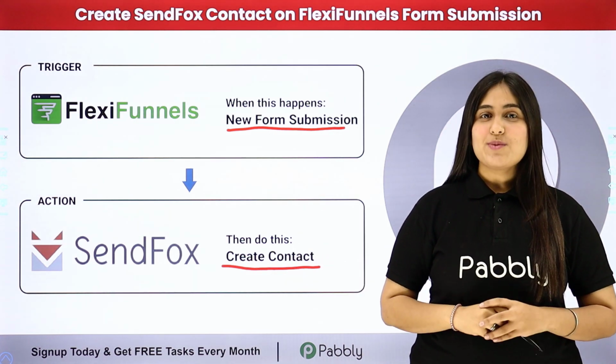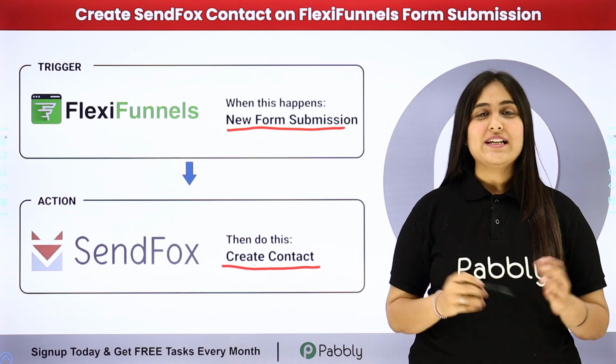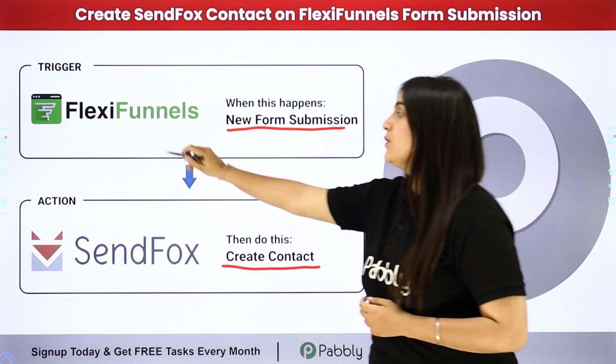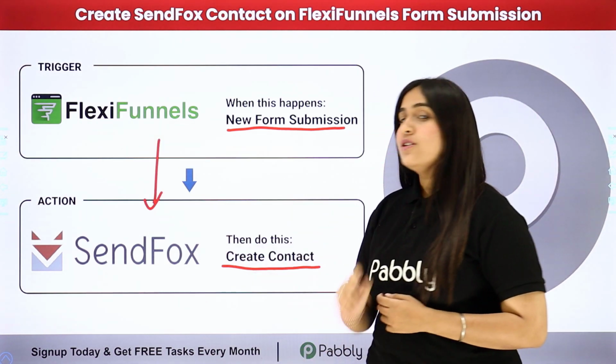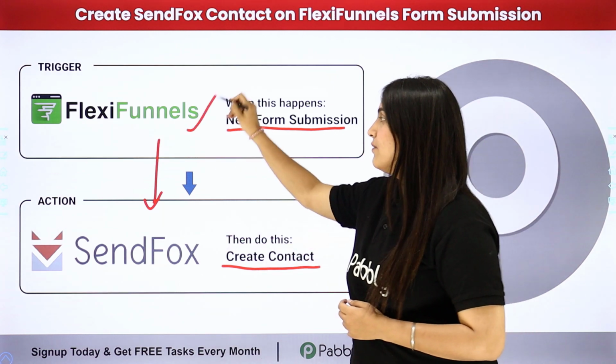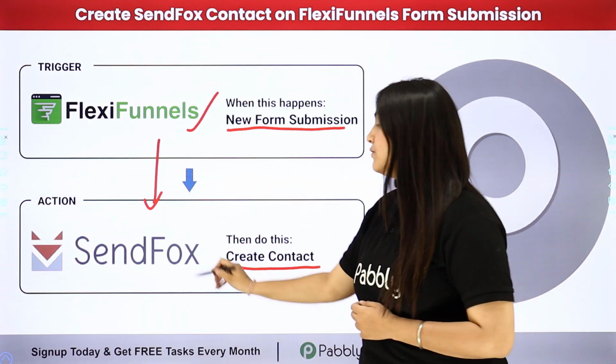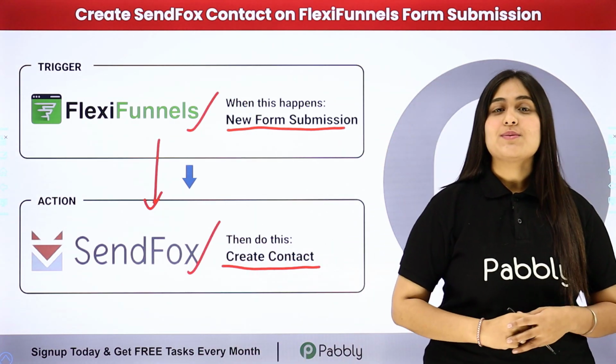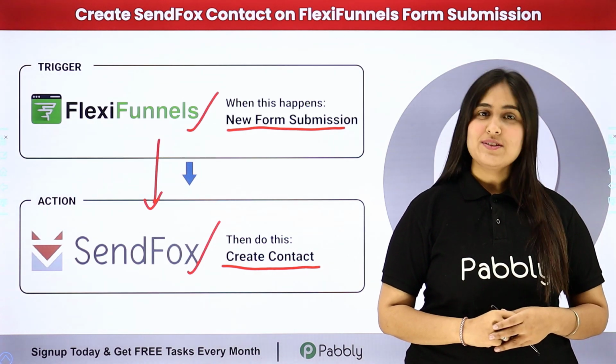So to automate this process, we will use an automation software named Pabbly Connect, in which we need to connect our trigger and our action. So in this process, our trigger application will be FlexiFunnels and our action application will be SendFox. So to learn this process step by step, let me take you to my screen.